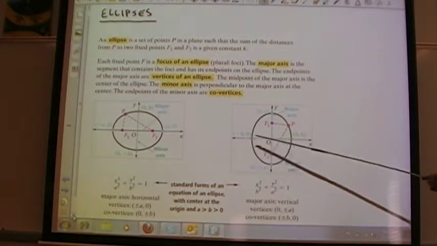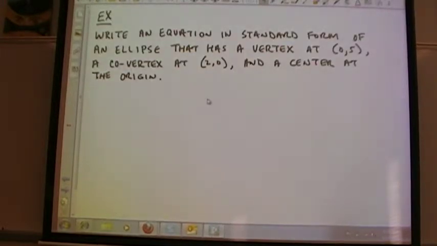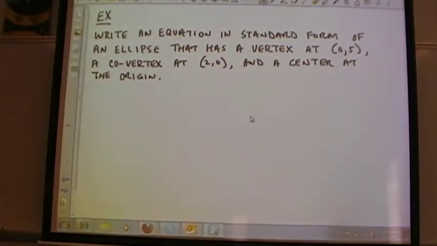Any questions about this? All right, let's look at an example. Write the equation of an ellipse in standard form that has a center at the origin. I think all of these that we're going to do in this section have a center at the origin. So the standard form that you just saw on the previous screen with x squared plus y squared, that means your center has to be the origin.